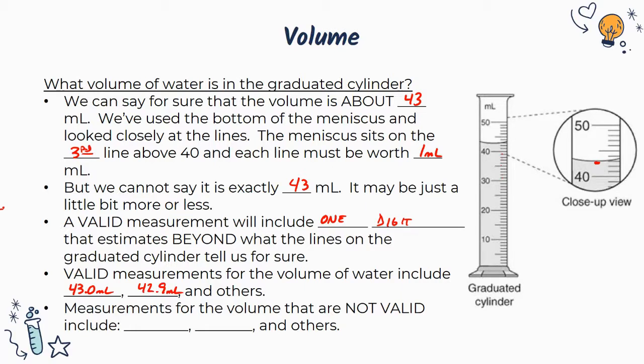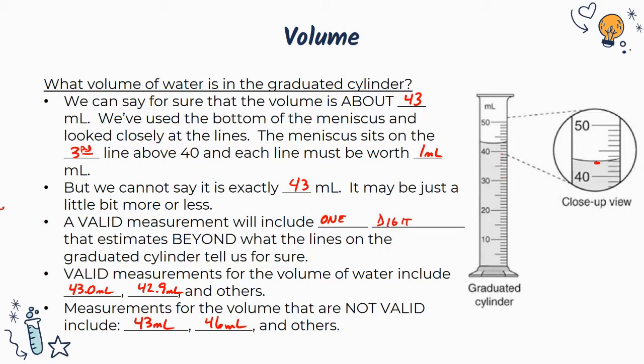As well as others, if you think it looks a little bit less than that, you could even call it 42.8. And so the key here is that the measurements for the volume have to include that one extra estimated digit. Now, some of the measurements for the volume that are not considered valid would be something like just 43 milliliters, being a number that does not estimate a digit, or something else way off, such as maybe even 46 milliliters, and obviously many more.